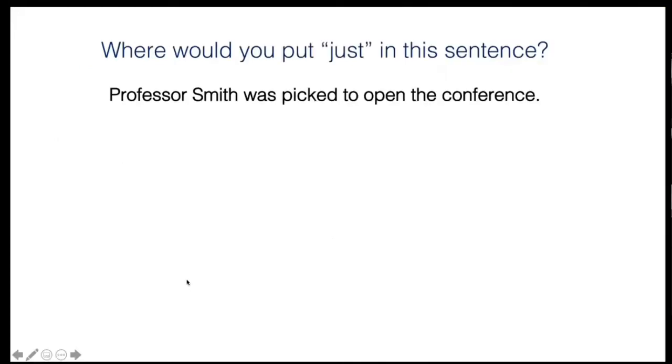For example, let's look at this sentence. Professor Smith was picked to open the conference. Let's imagine we want to put the word just.